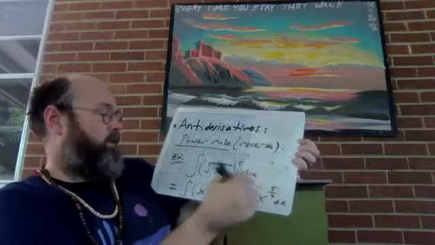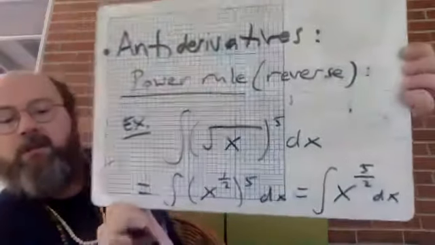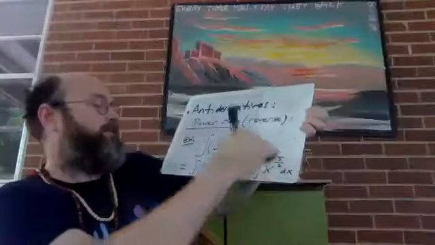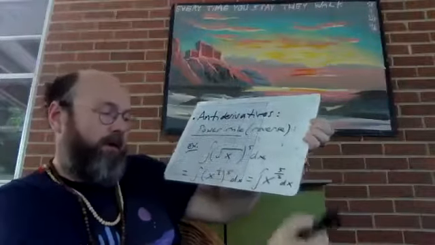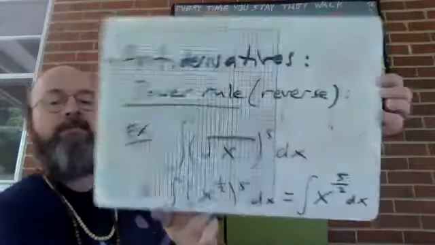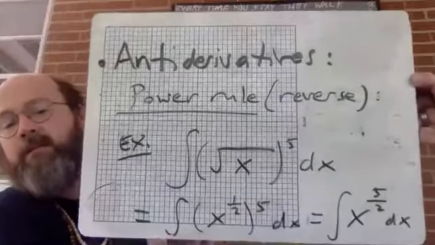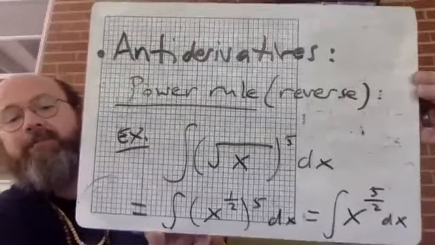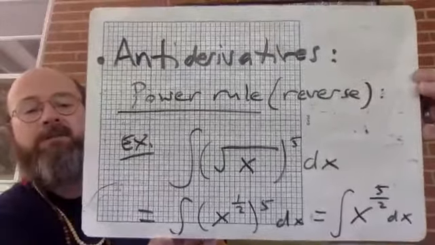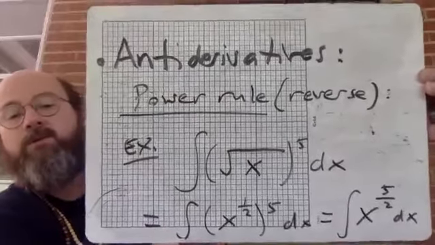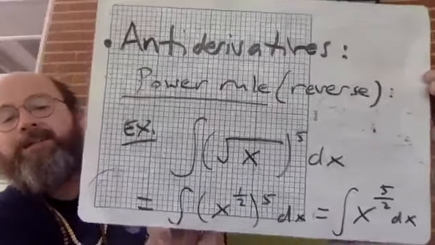And now it's in the form to use the power rule in reverse. You're going to take 5/2 and add 1 to it, divide by that new number, plus c. I'm not even going to do it. That's an example of how you need to put something in the right form to see that the power rule in reverse will work. And that's why I'm giving you this example.